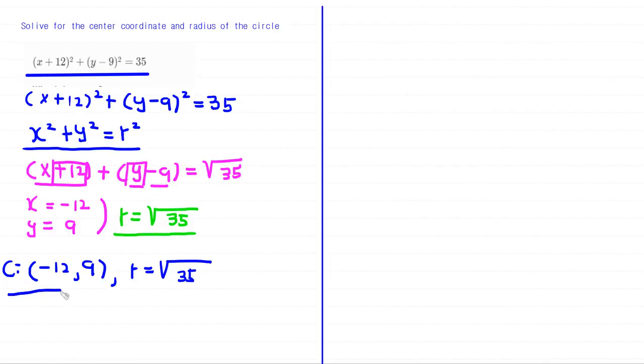We have finished finding the radius and the center coordinate of this circle using this circle equation right over here. We finally got the answer that the center coordinate is equal to negative 12 for the x coordinate and 9 for the y coordinate, and the radius is equal to the square root of 35. And we're done.